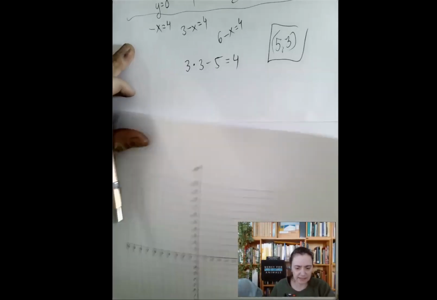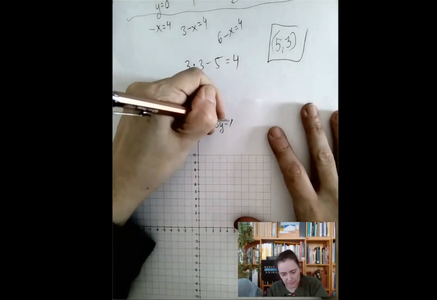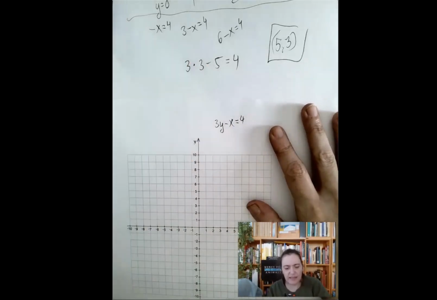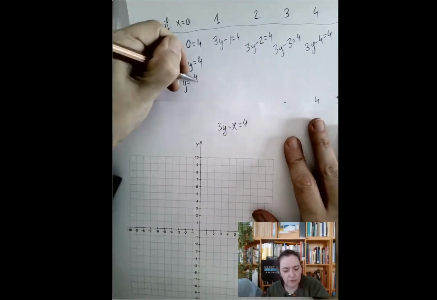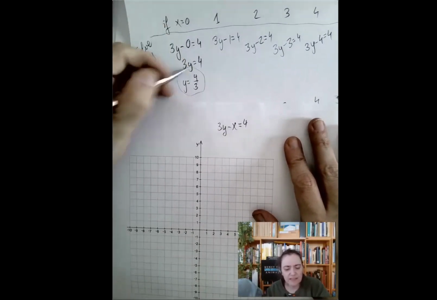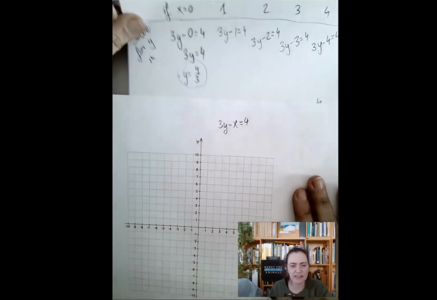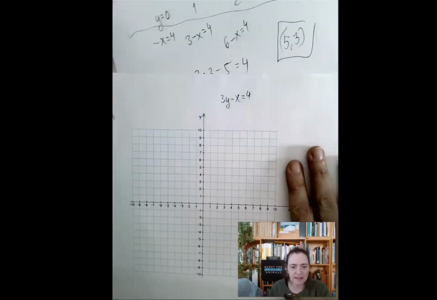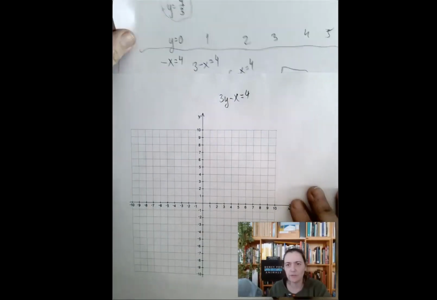We're going to graph 3y minus x equals 4. And something like x equals 0, y equals 4 over 3, I use this for checking my picture. 4 over 3 is just not precise enough to graph, but I graph it using the nice points, and then I use the nasty points to check.